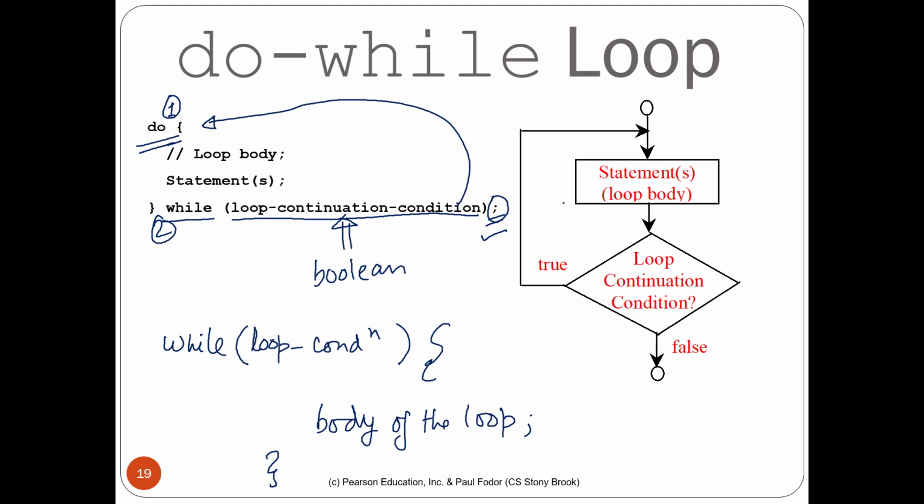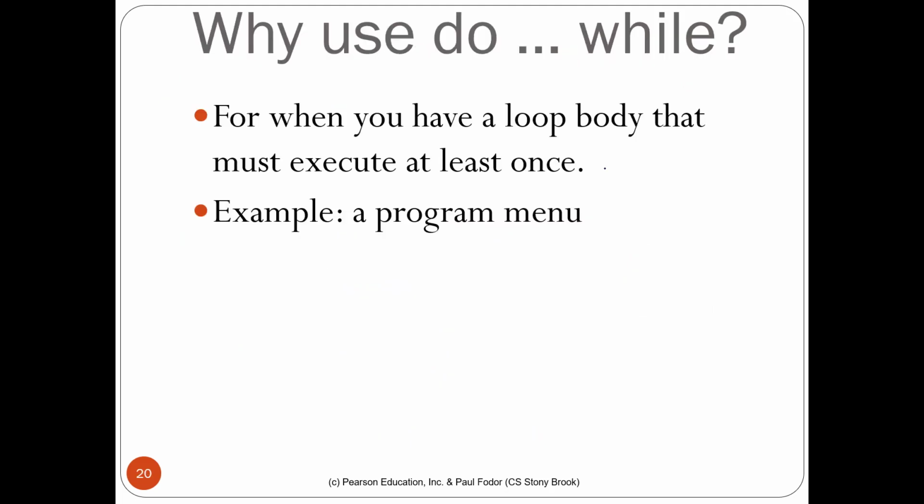Alright, so I hope you will be able to follow this flow chart, where you come here, you run the body once, you check the loop condition, if the condition is false, come out of it, and if the loop condition is true, go back and run the loop body one more time.